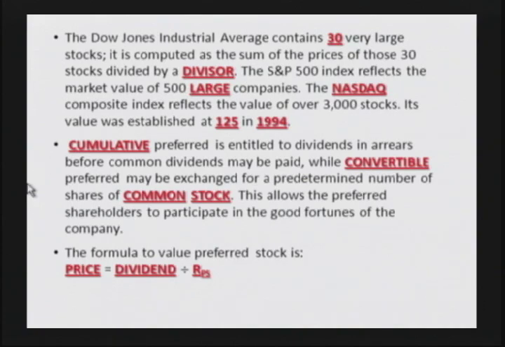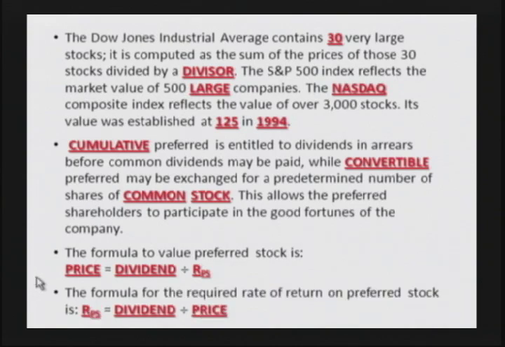The formula to value preferred stock is simply the dividend divided by the required return, which will be expressed in percentage form. That's the perpetuity valuation formula from Chapter 6. And the formula for the return on preferred stock is the dividend divided by, or expressed as a percentage of, the price of the preferred stock.